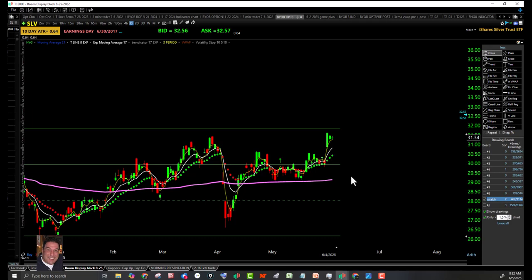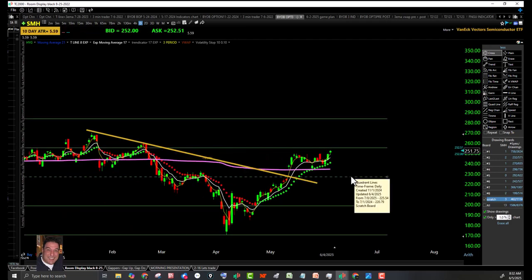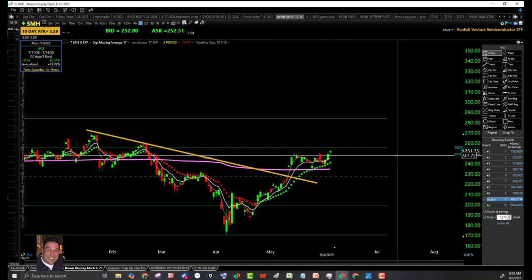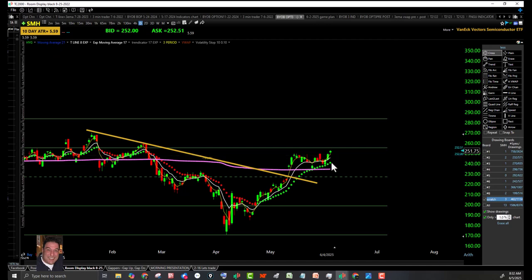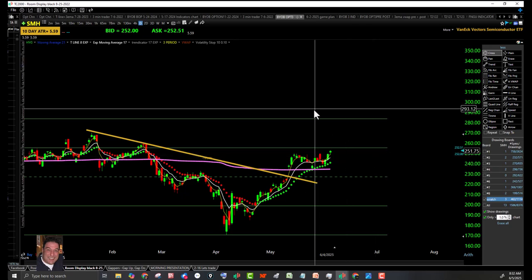Let's take a look at SMH. SMH in the upper third, that's bullish. Over the trap, over the 17, over the all-time high anchored VWAP. All that is bullish up there in the upper third.